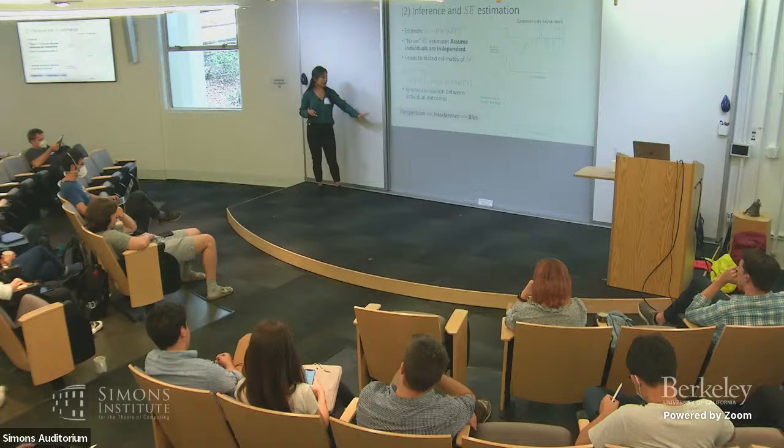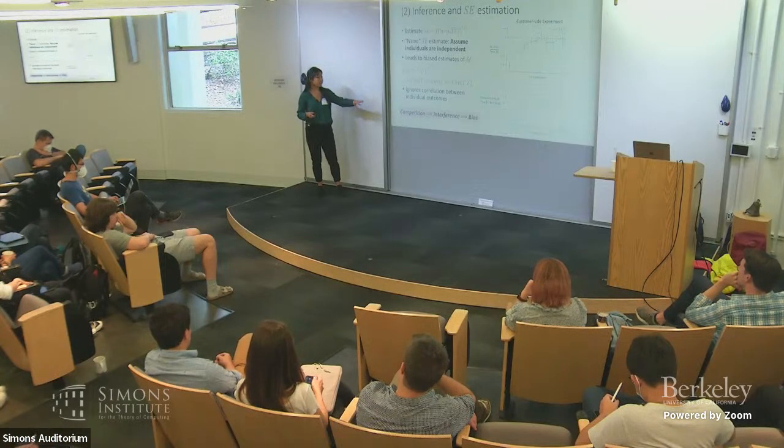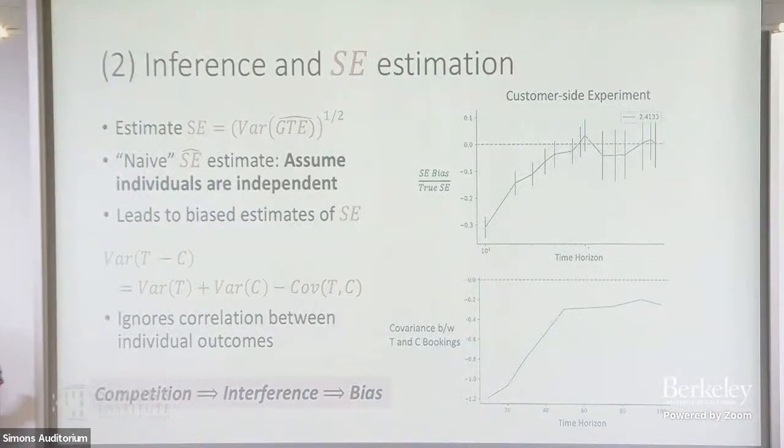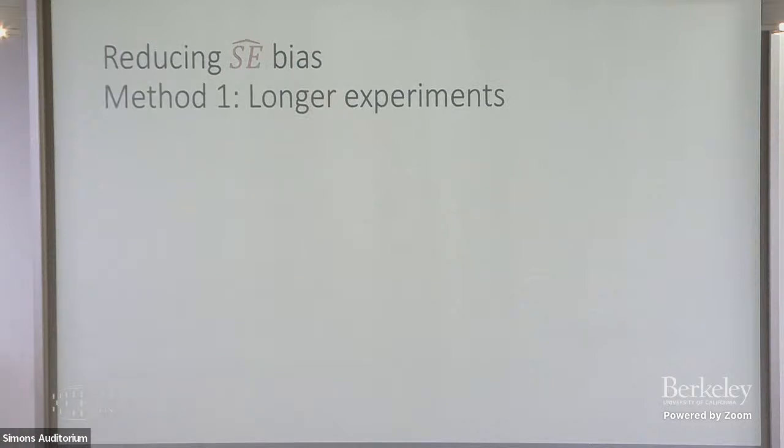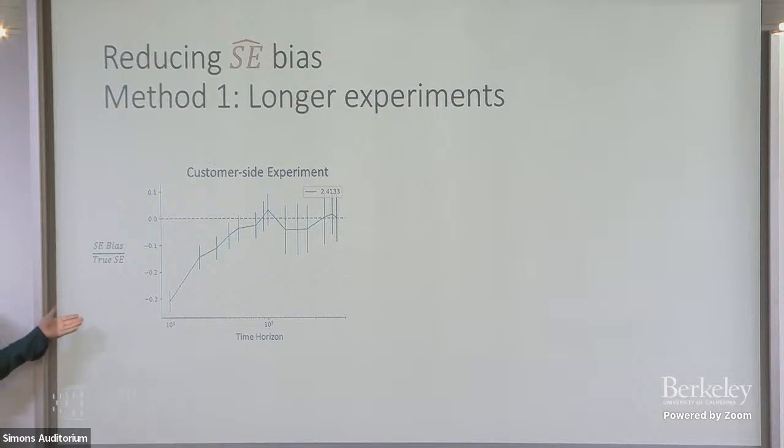Yeah, so to sum up this talk, just like what we saw in the treatment effect estimates, we see the same effects happening in standard error estimates, where the fact that there's competition in this marketplace is creating interference and then bias. All right, so given this, how do you reduce the standard error bias? When we look at this earlier plot, we see that the size of the bias seems to be decreasing with the time horizon. So a very simple proposal is just to run a longer experiment here.